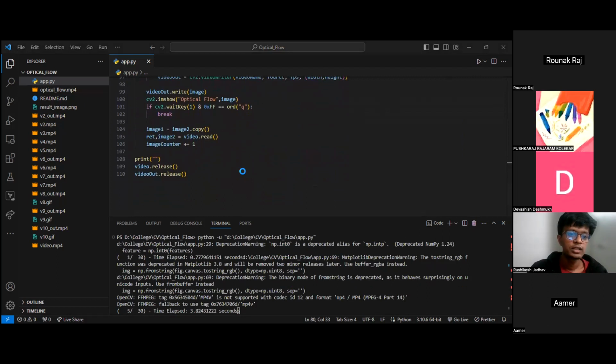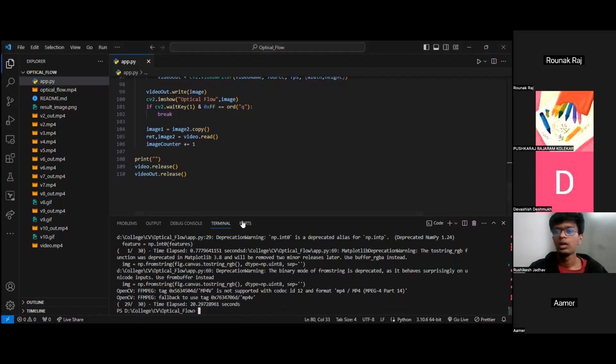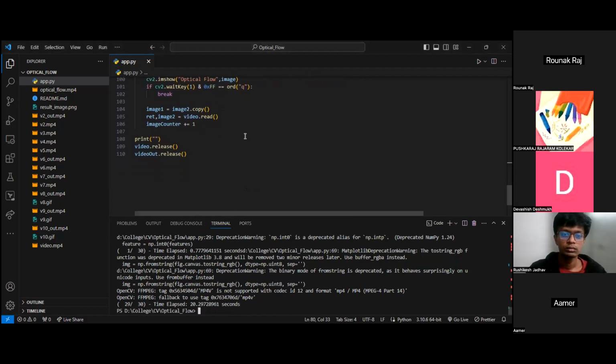So we can see here, as the aeroplane is moving, the displacement vectors are surrounding it. After this, the video is also stored.